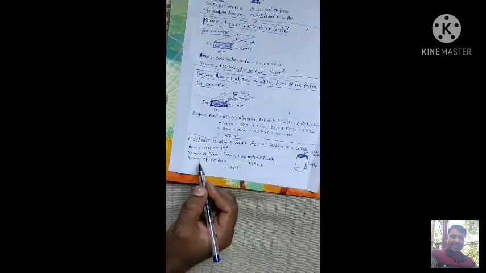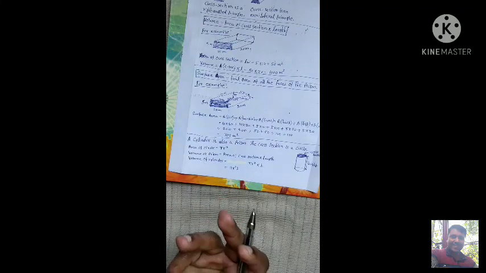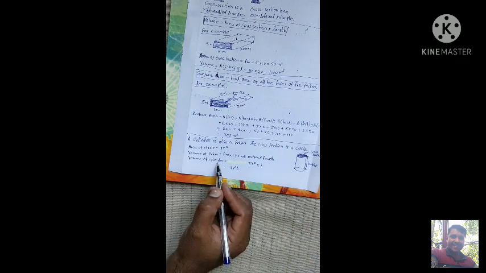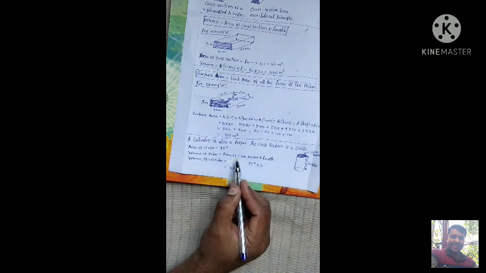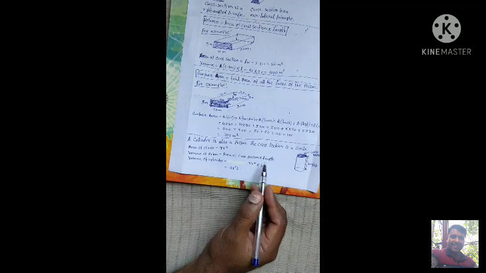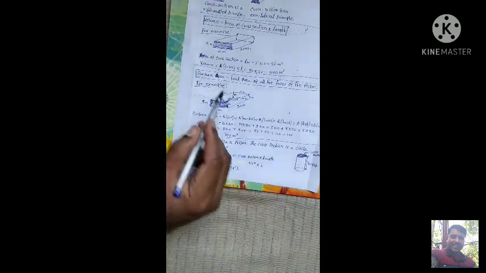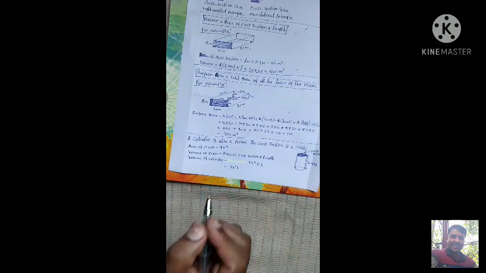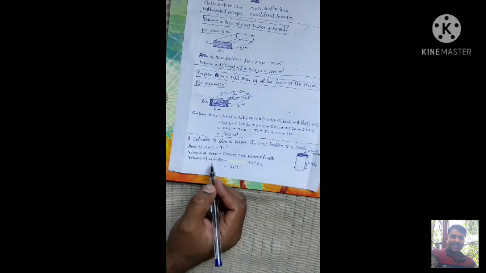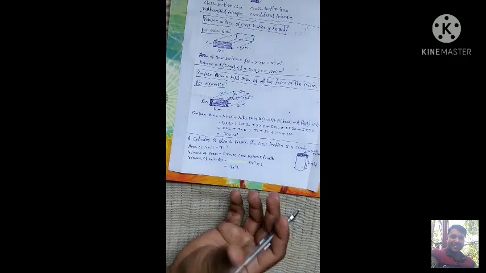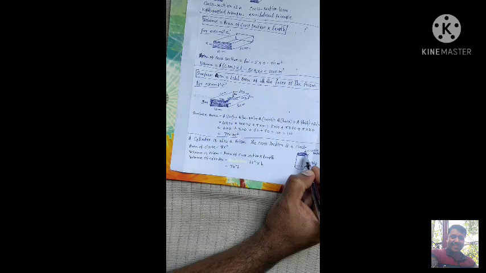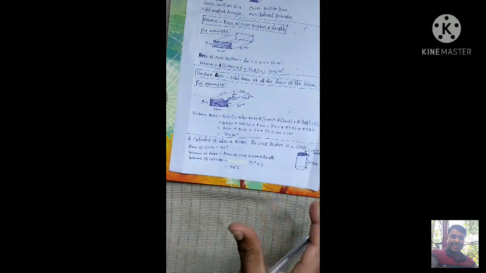Okay, volume of cylinder. Now we are going to find the volume of this cylinder. So what is the formula for this? Volume of cylinder equals area of cross section. The area of cross section of this one is a circle. So the area of cross section of the cylinder and the area of a circle are both the same.